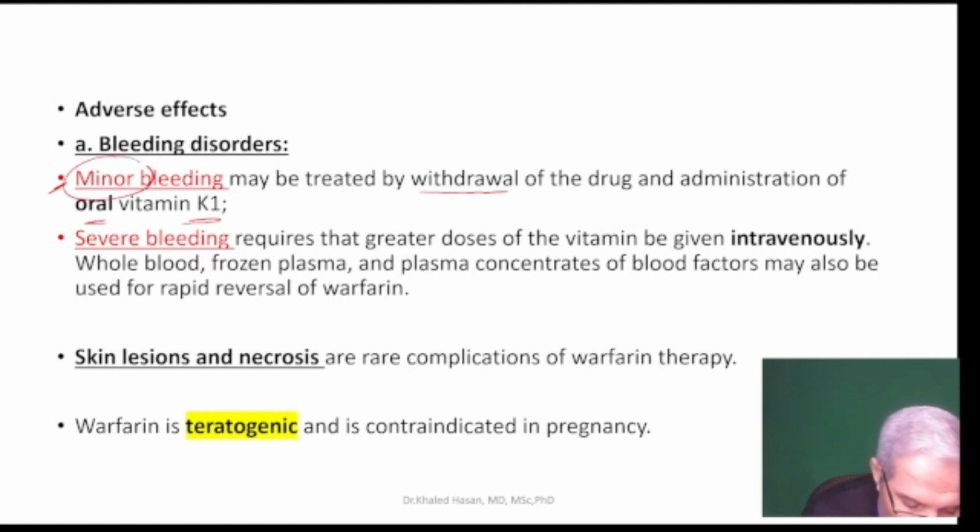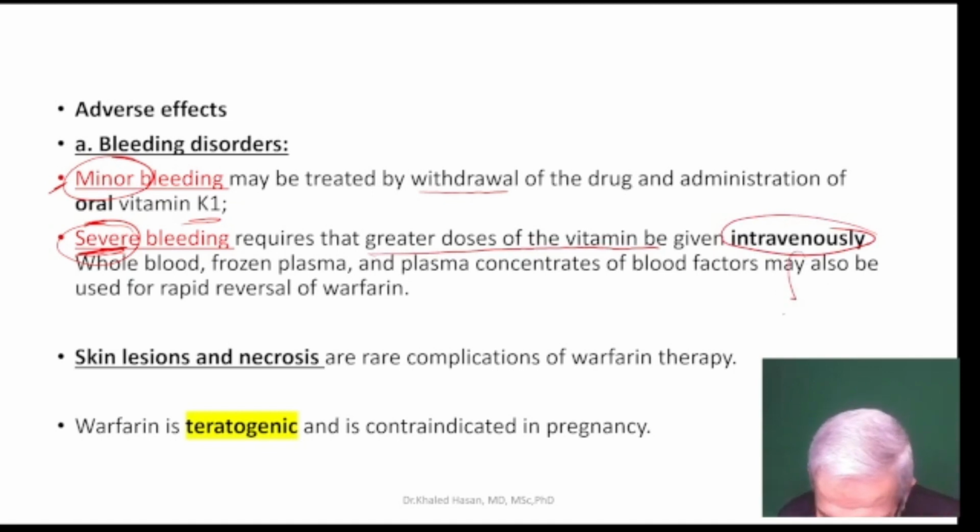That's fine. Minor, like epistaxis or minor bleeding. When you have severe bleeding, such as in the brain or in the GI system, hemorrhagic stroke, for example, or peptic ulcer bleeding, that requires large doses of vitamin K, and we prescribe vitamin K IV. So we need vitamin K IV, but here is not enough, because when you prescribe vitamin K IV, this needs time to be active.